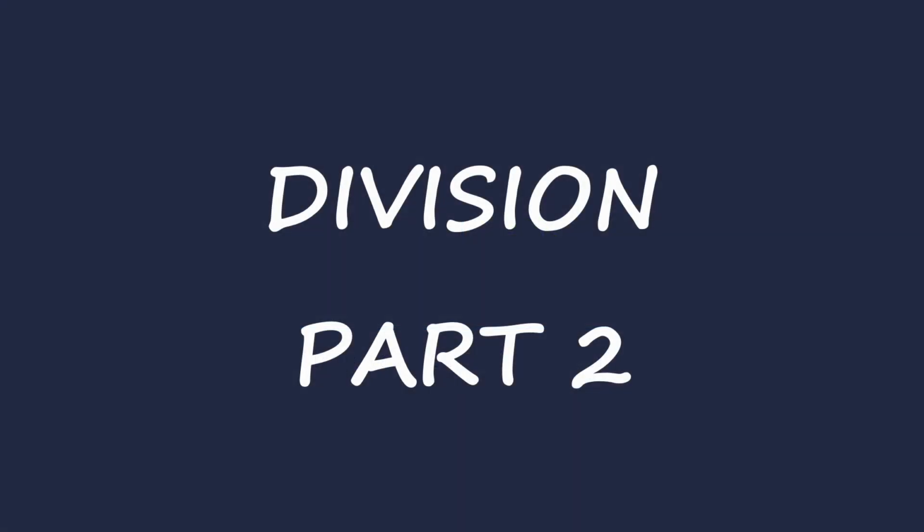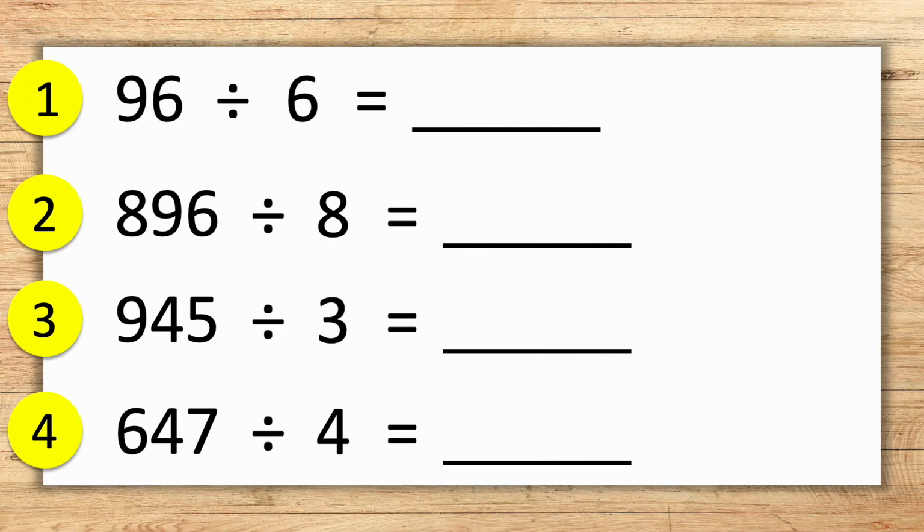Welcome back to part 2 on division. Now that you have learned long division, you need to practice the operation. Work with a friend or partner to solve the following using the method you have learned today. 96 divided by 6, 896 divided by 8, 945 divided by 3, and 647 divided by 4. You can pause the video to work these out, and when you're ready for the solutions, press play.